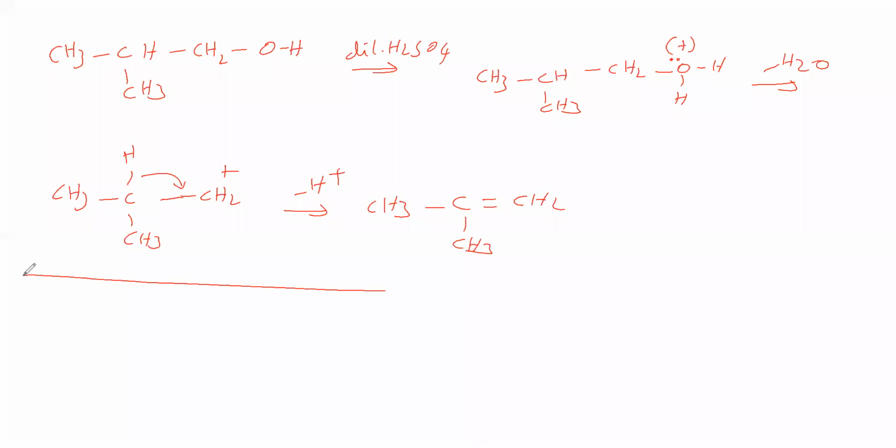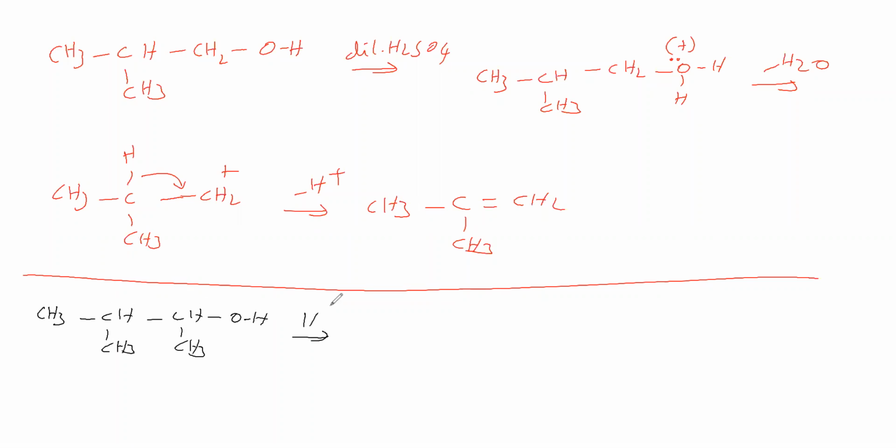Now we will take the reaction like this. Another reaction: CH3, CH, CH3, with CH3, OH, like this I will take. What is the first step? Attacking of H plus. Therefore, the OH group becomes an oxonium ion.